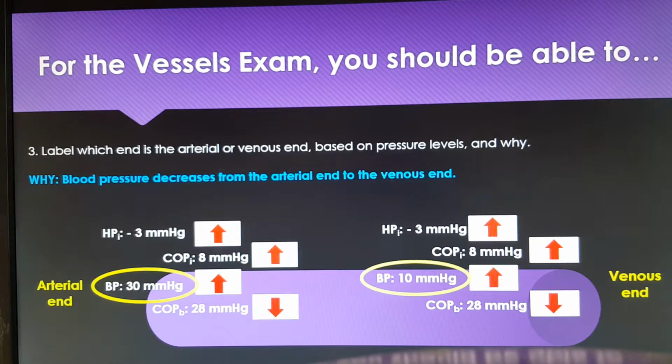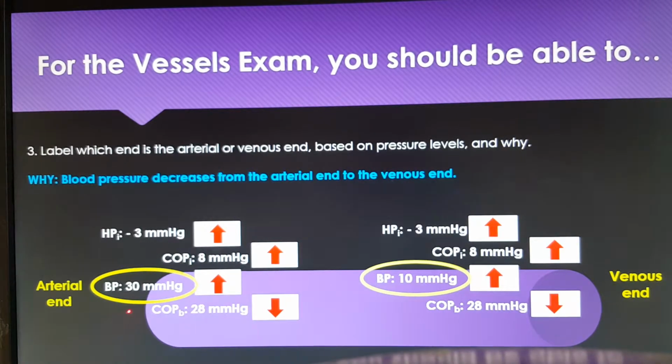So which one is your arterial end versus which one is your venous end? So here, comparing our blood pressure on this end of 30, which is greater than the blood pressure on this end, which is only 10. So with the difference, the drop in blood pressure from your arterial end to your venous end, you end up with this being your arterial end with the larger blood pressure, and this being your venous end with the smaller blood pressure.